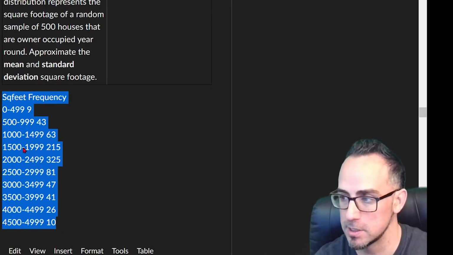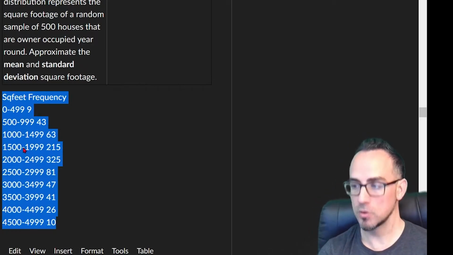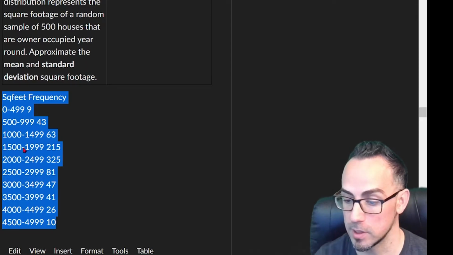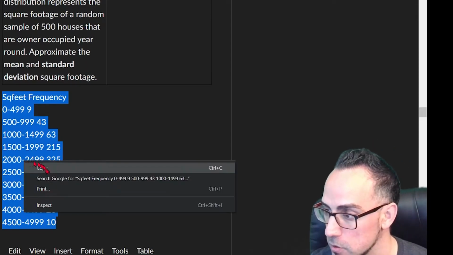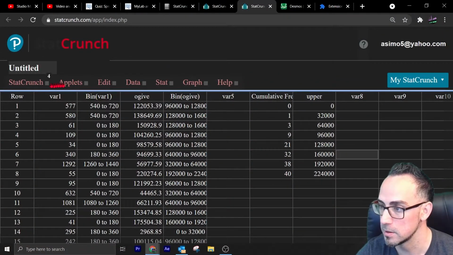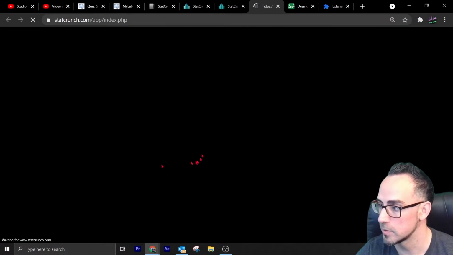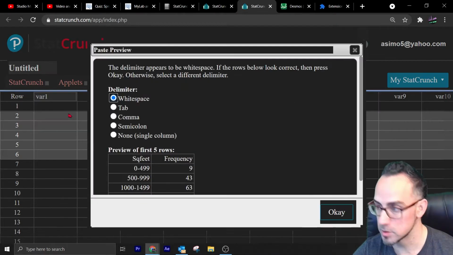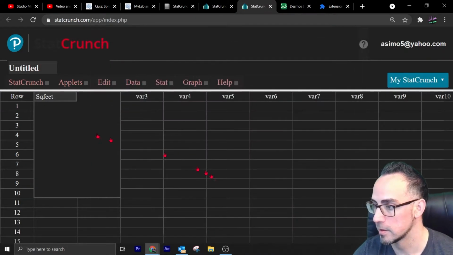The key to this question is to know that it's grouped data. That's the key. This is grouped data. This is not regular data. So we gotta know how to handle grouped data. We need to know how to find the mean and standard deviation of grouped data. Let me get a new data table. This is kind of full. I'll come over here and I'll put Control V. I'll press OK. There we go.